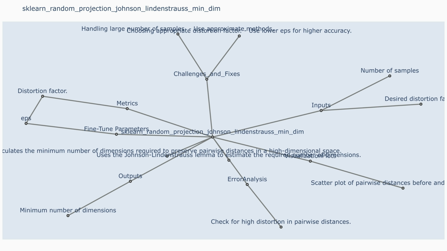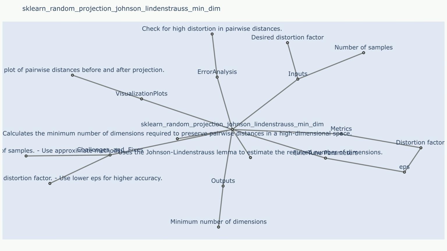sklearn, random projection, Johnson-Lindenstrauss min_dim. Description: this function calculates the minimum number of dimensions required to embed a dataset into a lower dimensional space while preserving pairwise distances within a given error bound.